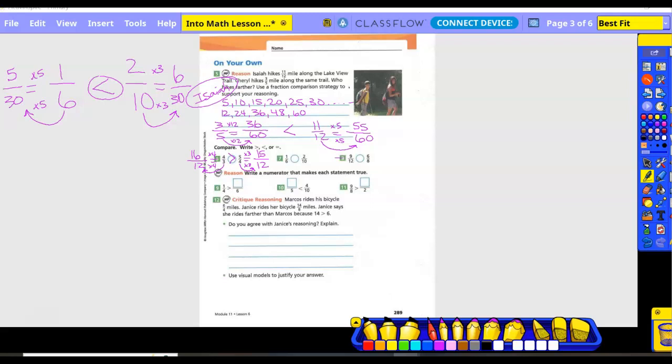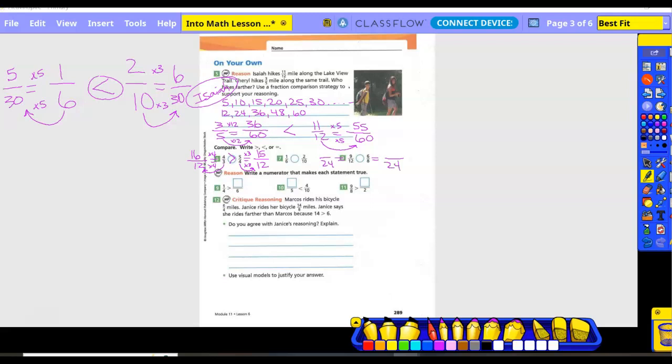Okay, I have 12 and I have 8. What would be my least common multiple for those? Okay, I heard 24. Let's see. 8, 16, 24, 12, 24. I listed my multiples. Is that my least common multiple? Yes. Okay.